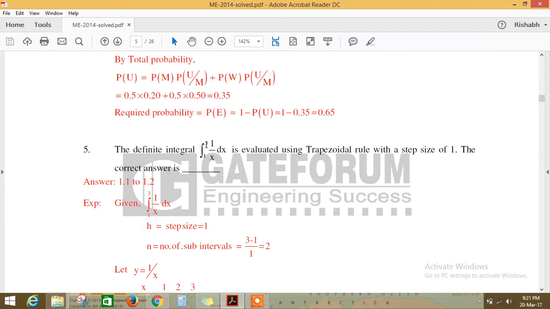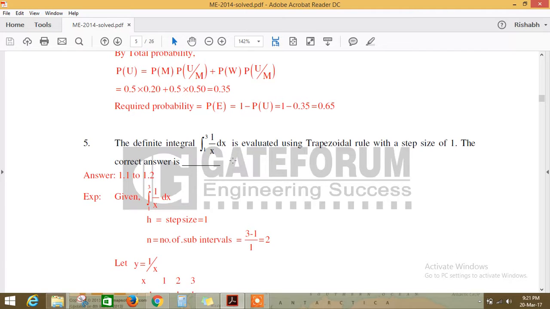The definite integral from 1 to 3 of 1 by x dx is evaluated using the trapezoidal rule with a step size of 1. The correct answer is, this is a fill in the blanks kind of question, so you don't have any options. Okay, so we know h is called the step size, which is 1, given in the question. We also know the limits a is equal to 1 and b is equal to 3, so we can easily find the number of subintervals as (3 minus 1) by 1, which is equal to 2. Okay, so why have we taken it as 1 here? Because the step size is 1.